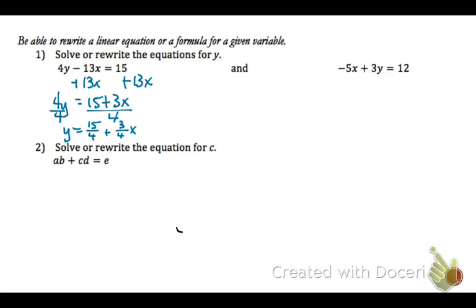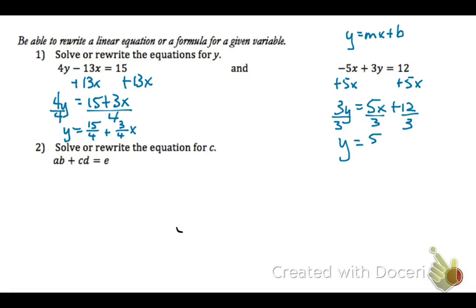Now on the second one, we're going to do the same thing, solve for y, but we're going to put it in slope-intercept form, which is y equals mx plus b, because it's always good to remember how to do that. So let's add our 5x to both sides, and when we rewrite, we will put the 5x term first. Then let's divide everything by 3. So we'll be left with y equals 5/3, that's our slope, x, plus 4.